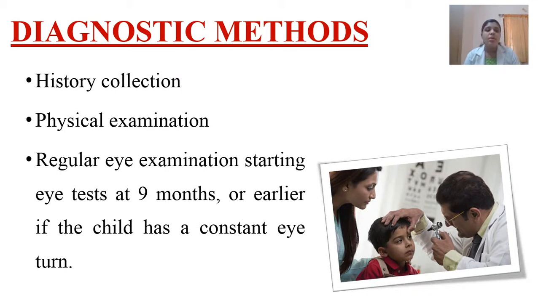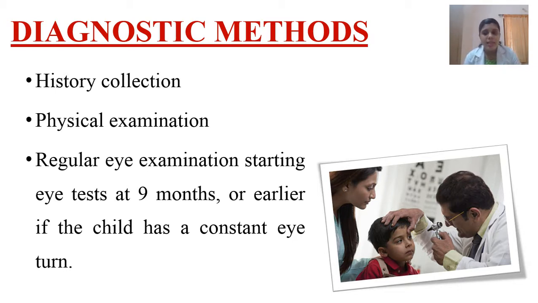So diagnosis is on the basis of history collection as well as the physical examination. In the history, you can collect history from the parents regarding the problems noticed in the child, like while looking at some object, he is going near and objecting, or while he is turning his head to one side, or trying to close one eye, and all these are the history you can collect.